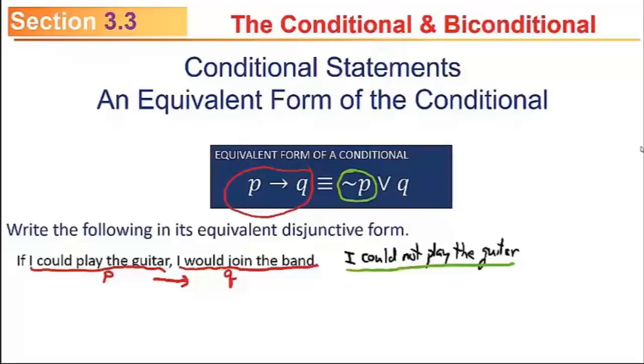So I form not P. Well, if P is I could play the guitar, then not P is I could not play the guitar. Or Q, which is I would join the band. So the statement I could not play the guitar or I would join the band is logically equivalent to the statement that I started with, which says if I could play the guitar, I would join the band. So that's a simple example of using this equivalent form of a conditional formula.